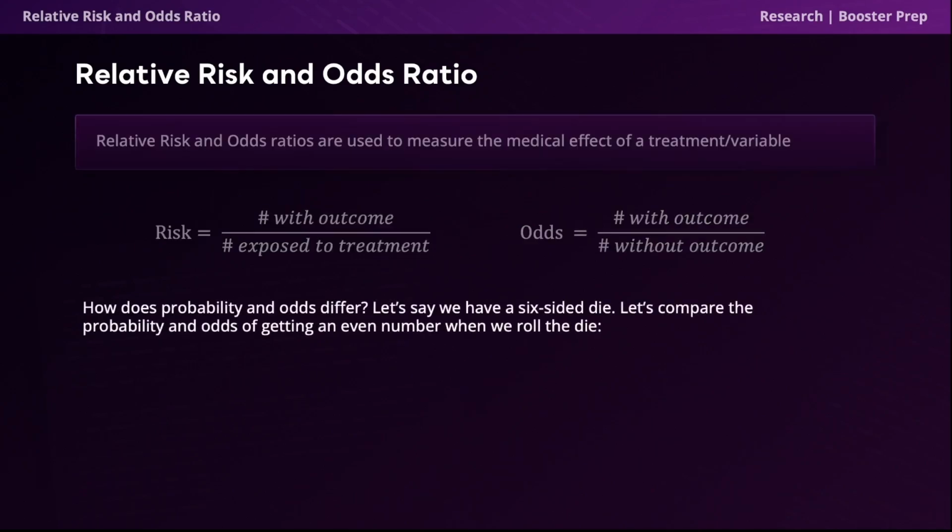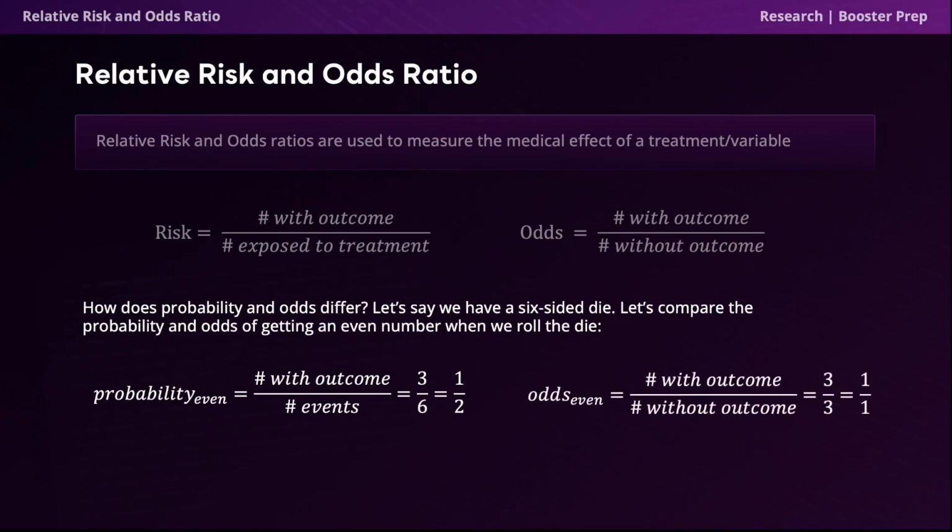Now, how exactly does probability and odds differ? Let's say that we have a 6-sided die. Let's compare the probability and odds of getting an even number when we roll the die. In order to calculate the probability, we take the number with the outcome, which would be the 3 even sides, divided by the number of events, which would be the 6 total sides of a die. This makes the probability of rolling an even number 1/2, which makes sense. Meanwhile, in order to find the odds, we take the number with the outcome, which would be the 3 even sides, divided by the number without the outcome, which would be the 3 odd sides of the die. This makes the odds of rolling an even number 1-to-1, as opposed to the probability of 1/2.